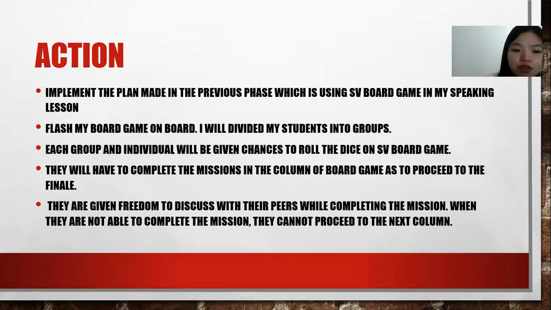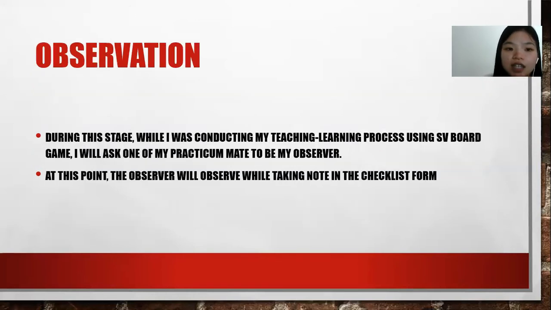And what they have to do is work together, collaborating with each other in order to complete the missions in the columns of the board game so as to proceed. And then they are given freedom to discuss with their peers while completing the mission. So when they are not able to complete the mission, they cannot proceed to the next column. It is to get them to be competitive and to have the motivation to use the words correctly in a context. And the next one will be observation.